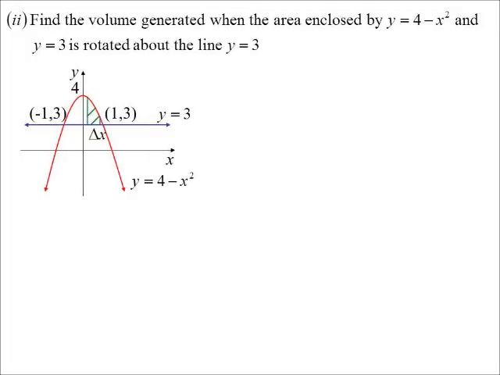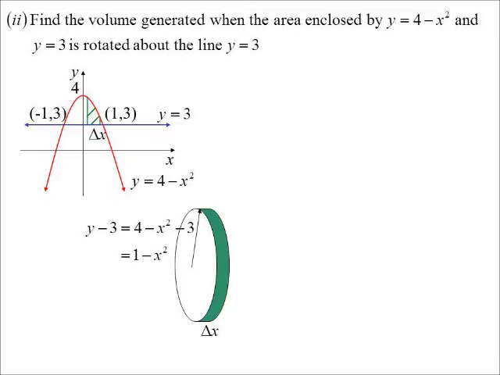Now, if I was to get that and rotate it, again, I'm going to get a cylinder. But the radius of that cylinder is not going to be the y value. It'll be y minus 3, the top boundary minus the bottom boundary. So whatever the y value is, minus 3, I need that in terms of x. So I'll sub in the formula for y, which is 4 minus x squared. 4 minus x squared minus 3. Okay, the radius of this is 1 minus x squared.